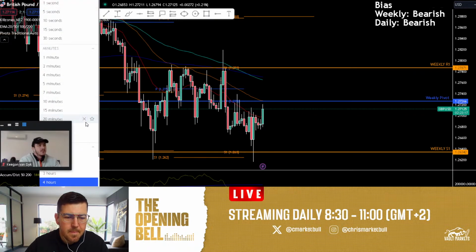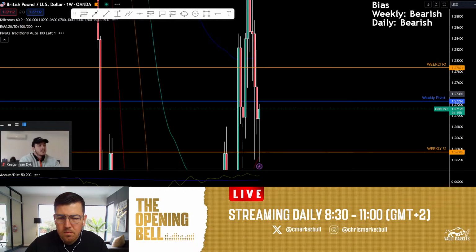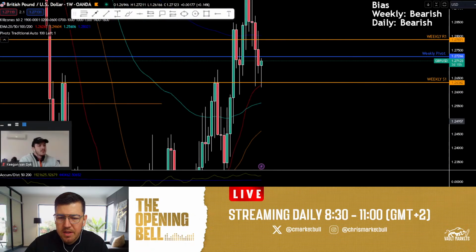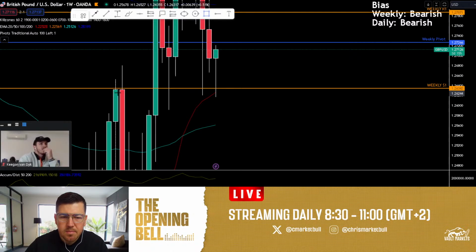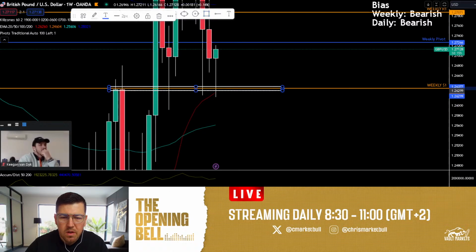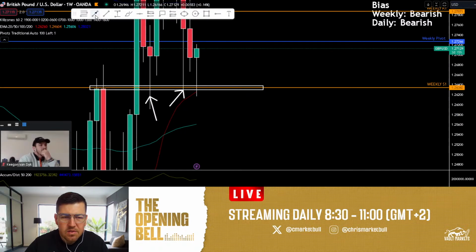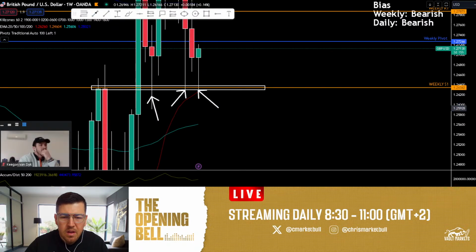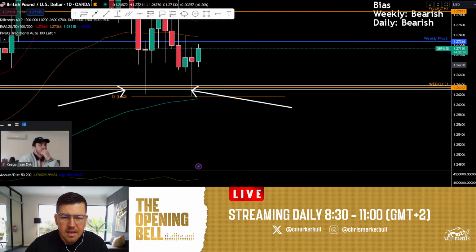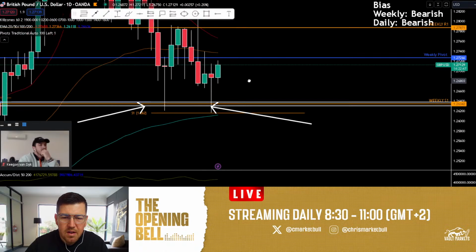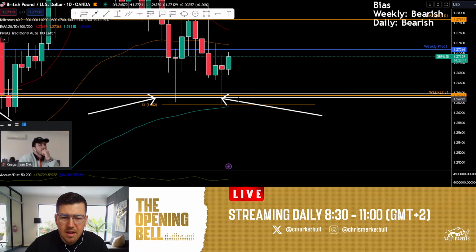GBP USD weekly as well. A little bit tricky on the weekly. Already broke weekly lows, already retested this prior area of support. As you can see, we've actually had multiple retests on this level and actually retested it again. So bearish on the weekly. Daily, yesterday closing bearish. However, we have this wick to the downside, so quite tricky on GBP USD.